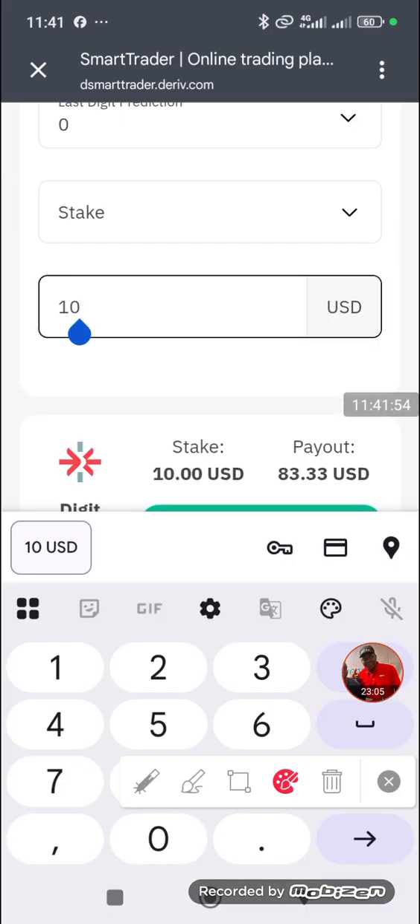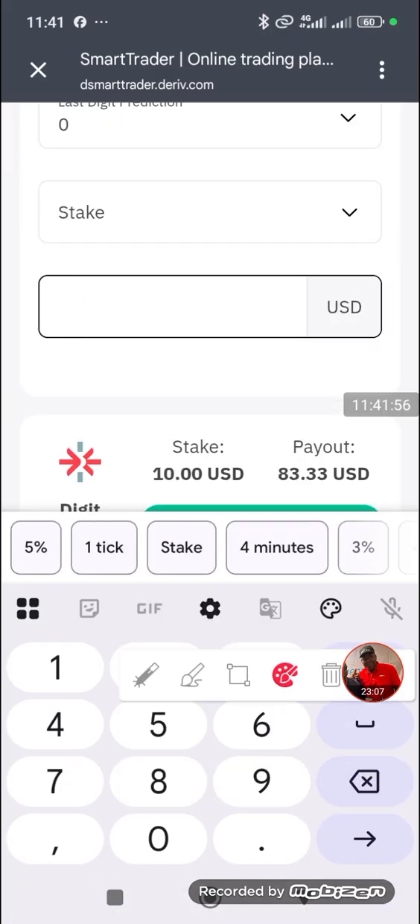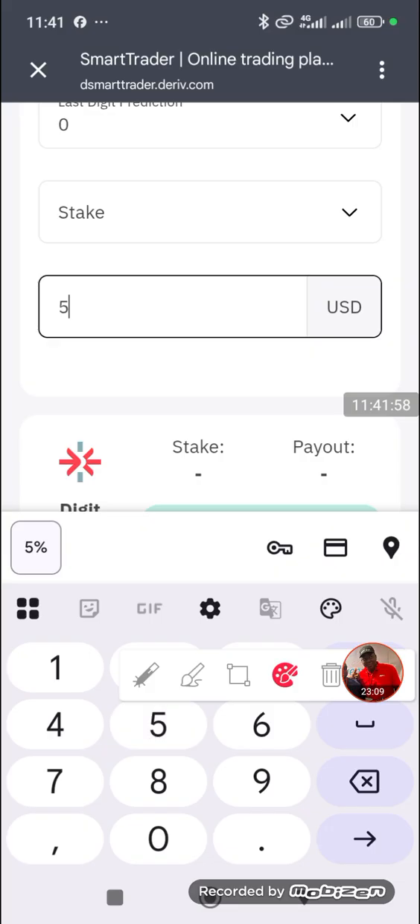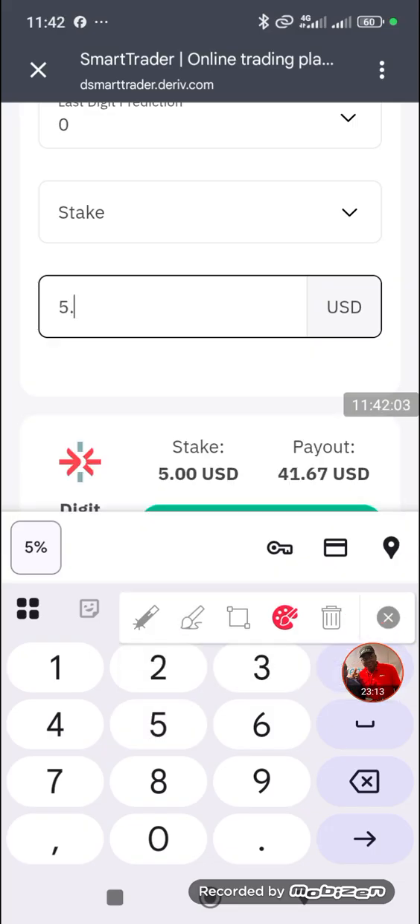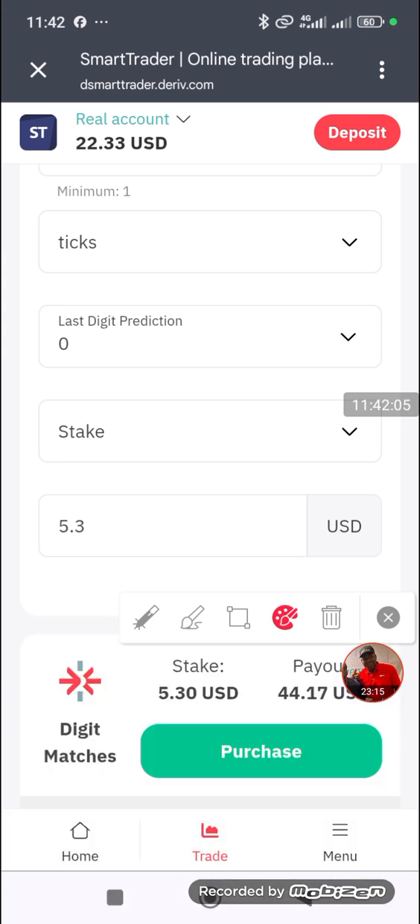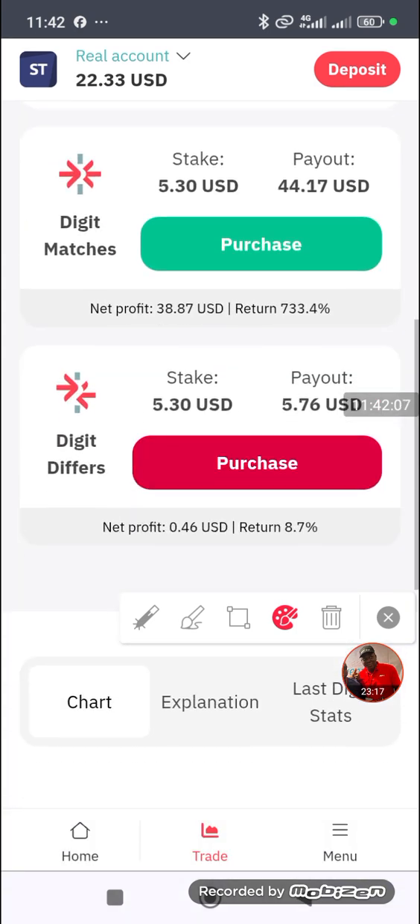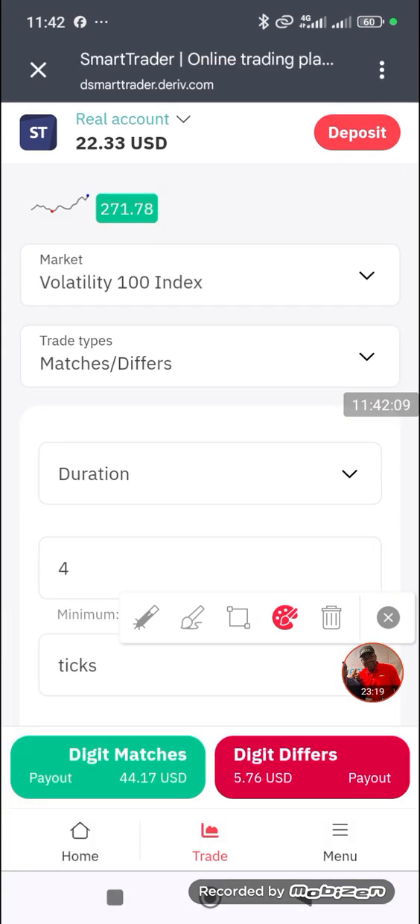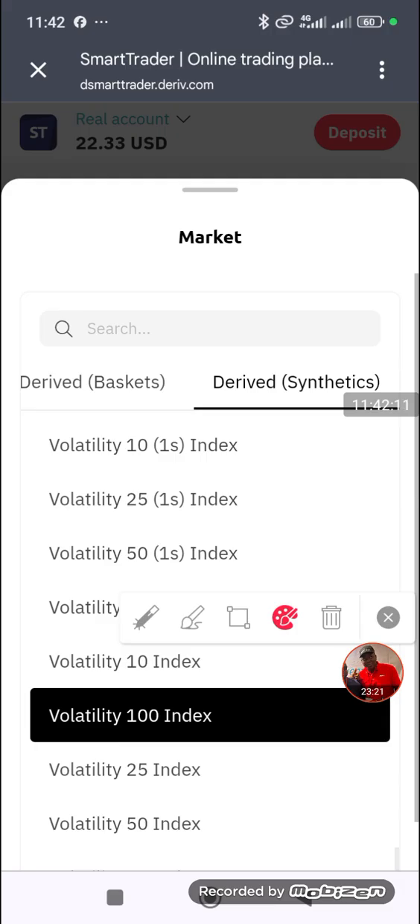So here, I'm going to reduce this to 5. Let's say 5.3, so that it will give me 50 cents. So let's see. No, this one will not give me 50 cents. I don't like 100. Let's look at which one can I look at. Just a minute. I'm trying to look at the one that I can quickly trade.